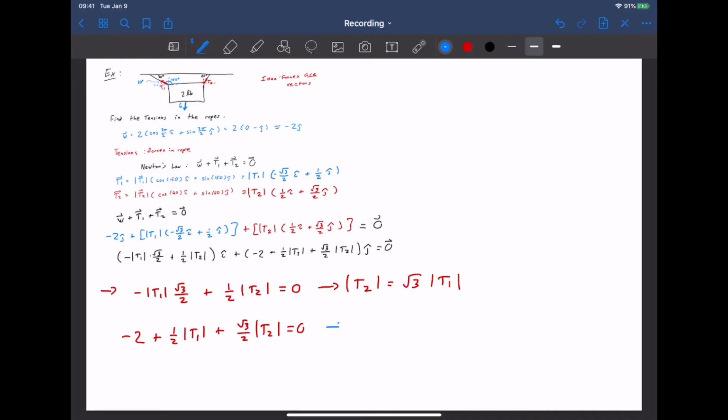And so in this equation, you'd have negative 2 plus 1/2 T1 plus root 3 over 2 times root 3 T1 equals 0. That's 1/2 T1. I'm going to add 2 to both sides. Plus 3/2 T1 equals 2. And if you solve that correctly, I think you would get T1 equals 1.